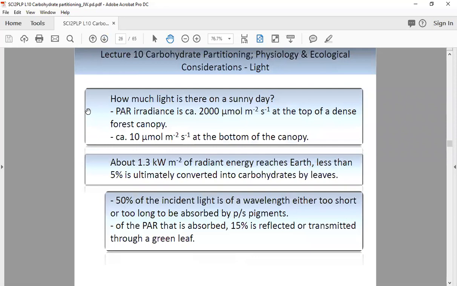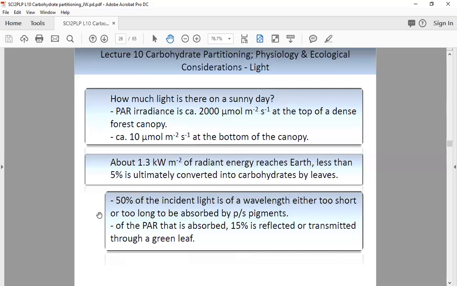Here we go. So how much light is there on a sunny day? Under direct sunlight, PAR irradiance is about 2,000 micromoles per square metre per second, and this would be at the top of a dense canopy, for example, but only about 10 at the bottom of the canopy because most of the PAR is absorbed by the overhead leaves. So about 1.3 kilowatts per square metre of radiant energy from the sun actually reaches the Earth, but less than 5% of that is actually converted into carbohydrates by leaves.